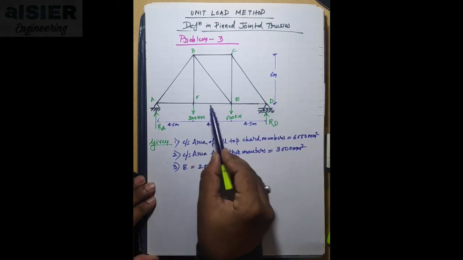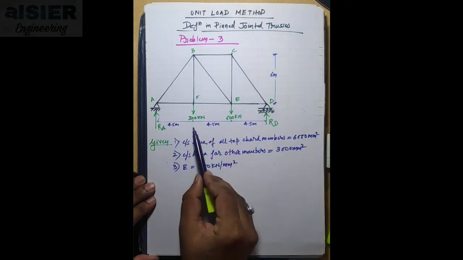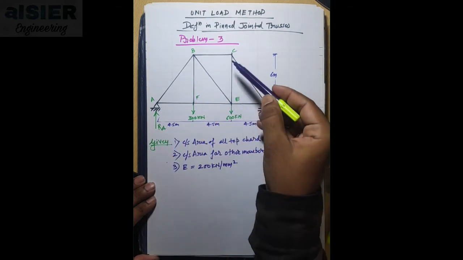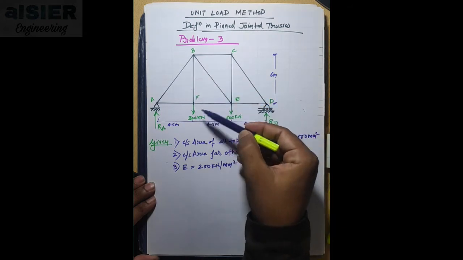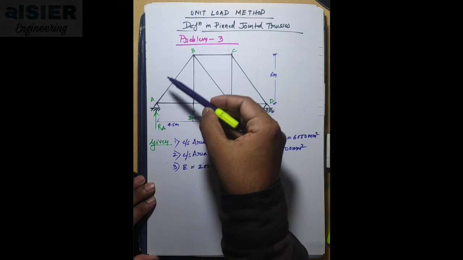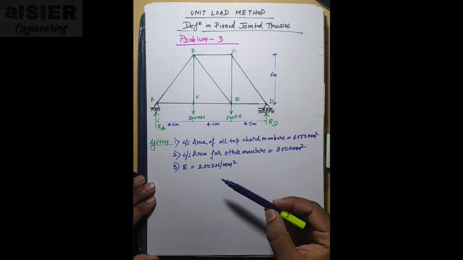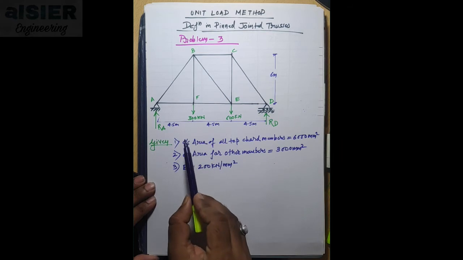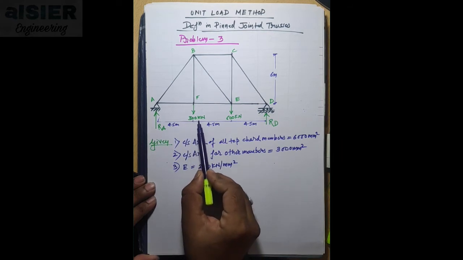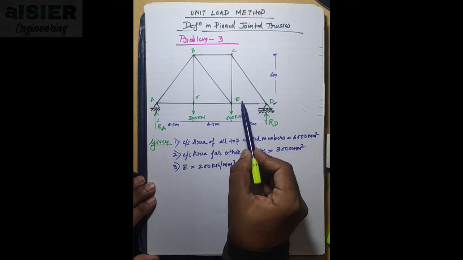Members AF, FE and ED. Also BC is 4.5 meter, whereas members CE and BF are 6 meter. Currently we don't know the length of members AB, BE and CD, but we can calculate it using the hypotenuse theorem. This truss is loaded with a load of 300 kN at point F and 600 kN at point E.